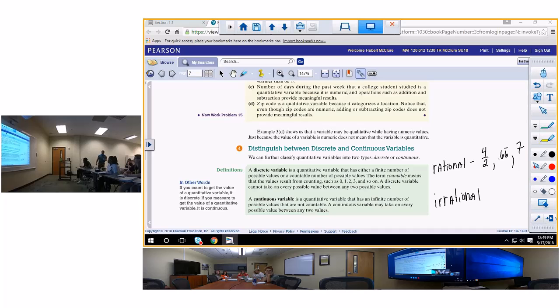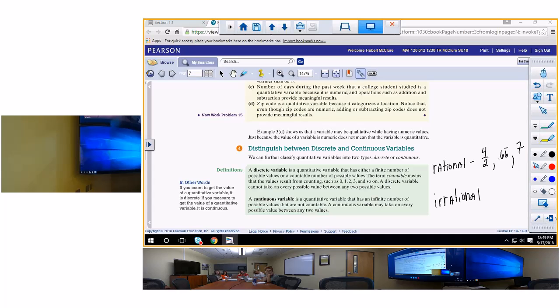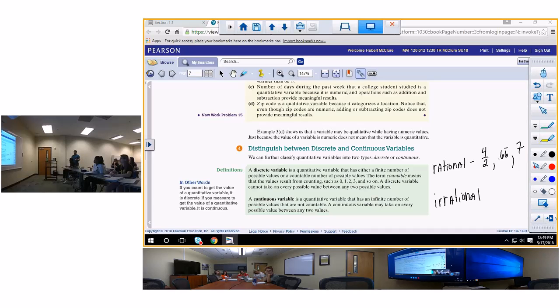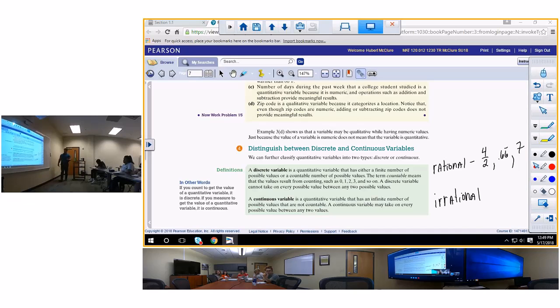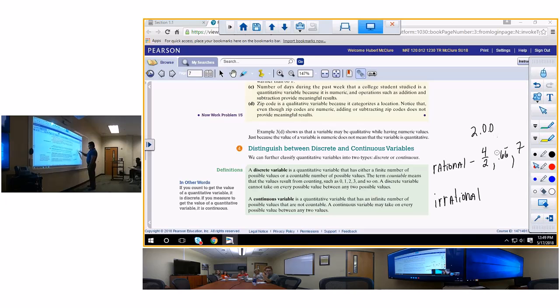You can predict the next number. What do you mean, Hubert? What's 4 divided by 2? 2. What's the next number? 0. 2.0. What's the next number? 0. Because 2 will go into 4, you can predict it. You can put it on a number line. You can predict the next digit of 4 divided by 2. 2, what's the next digit? 0. What's the next digit? 0. That's not really a decimal, but you just keep putting zeros. You can predict the next number.